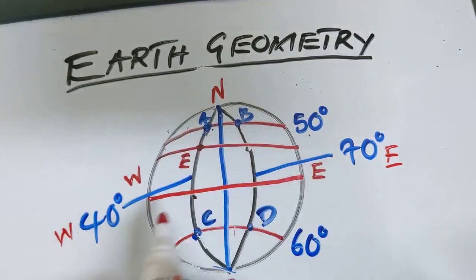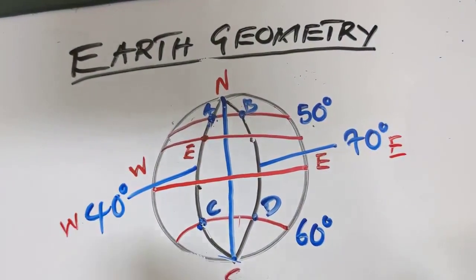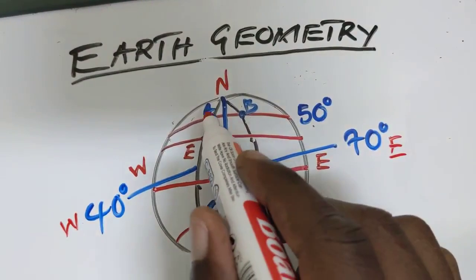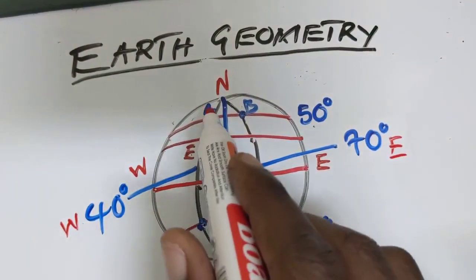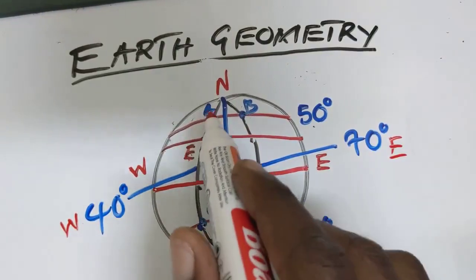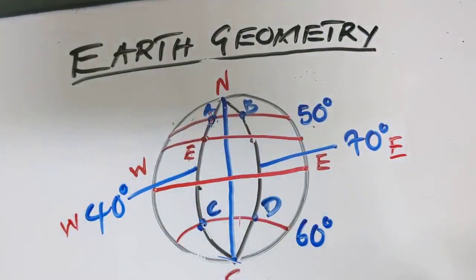That is E, that point E there. If you are told to find the difference between A and E, between this point and that point.